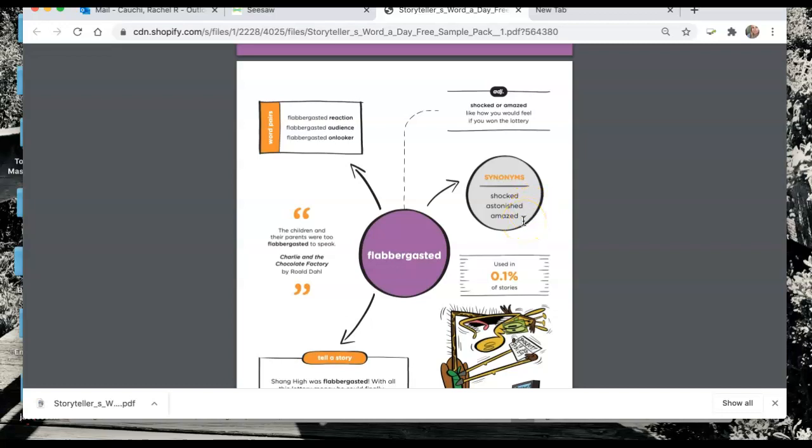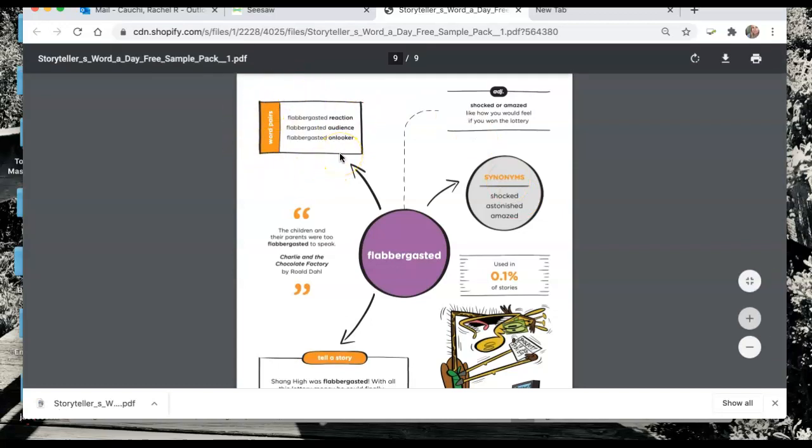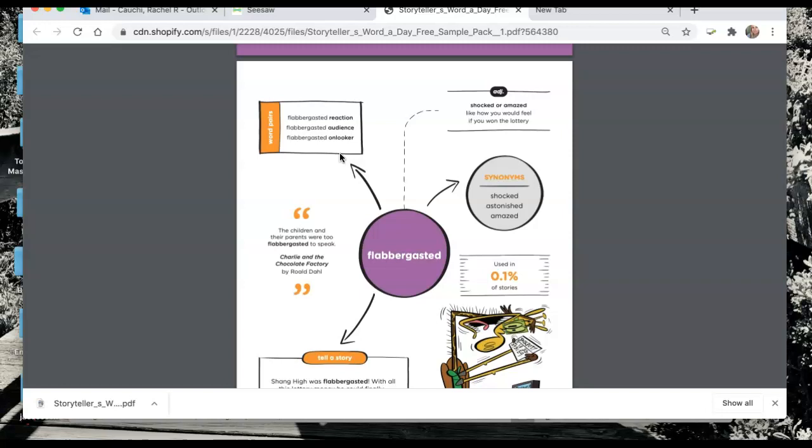Now you don't need to know all of these things yourself. If you go into Google and type in synonyms of flabbergasted, Google will give you lots and you can just choose a couple to show. I don't expect you to know them all yourself. You don't have to think of them. You can look them up. As I said over here is word pairs. So what goes together to make sense with flabbergasted? So you could have a flabbergasted reaction, which means that you're shocked. You've been so shocked by what's happened. You could be a flabbergasted audience. So perhaps there was a person on stage doing a show and the audience were shocked. You could also have a flabbergasted onlooker. Perhaps there was a car crash and the onlooker was shocked and amazed.